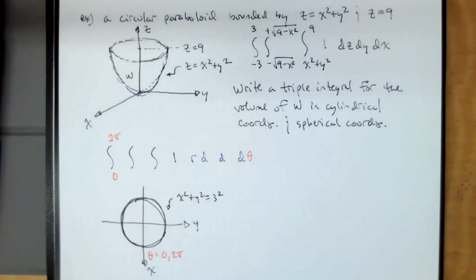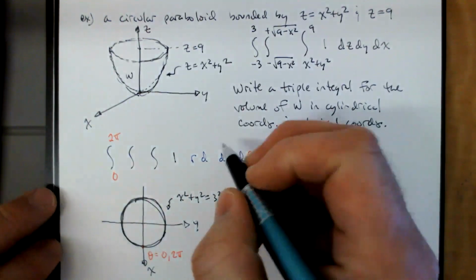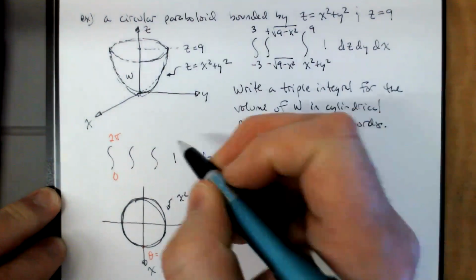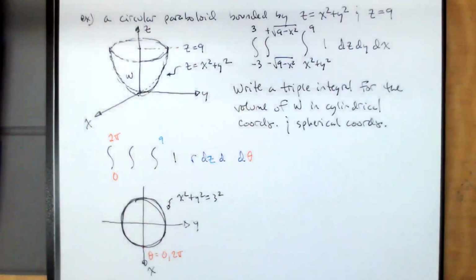Let's go to the first parts. So we're going to integrate all the way around from 0 to 2 pi. We also got to describe what z is between. And z still goes from the paraboloid x squared plus y squared up to the z equals 9. Z equals 9 is in cylindrical coordinates, no problem, but z equals x squared plus y squared is not. So if I want to integrate z, we know it stops at 9, but I can't write x squared plus y squared. That's in rectangular coordinates.